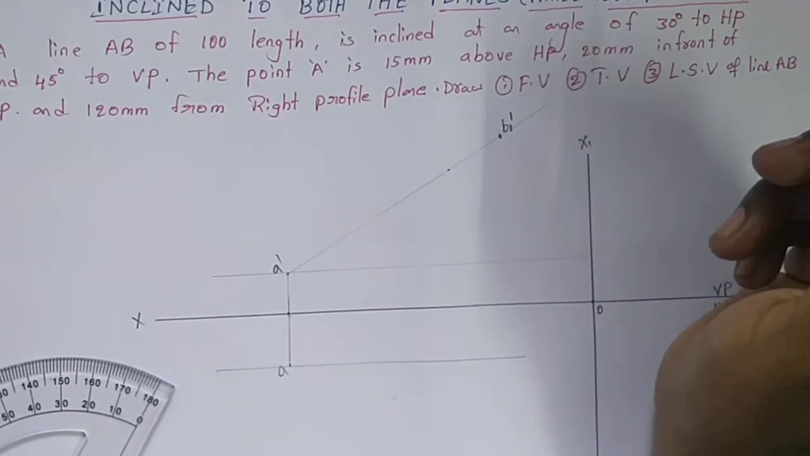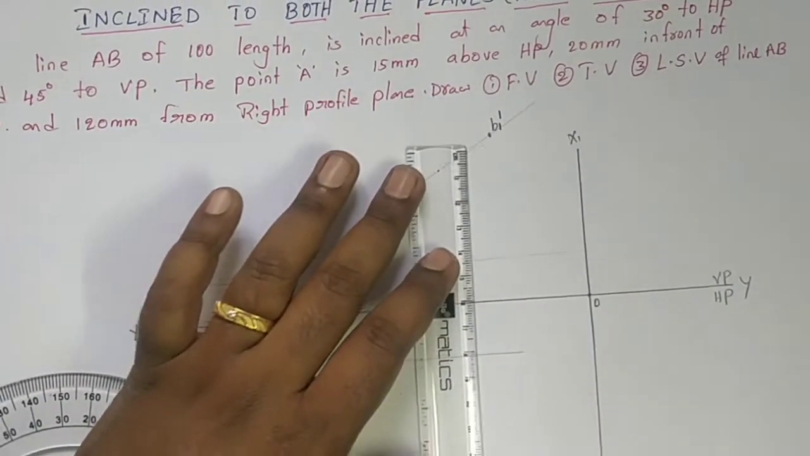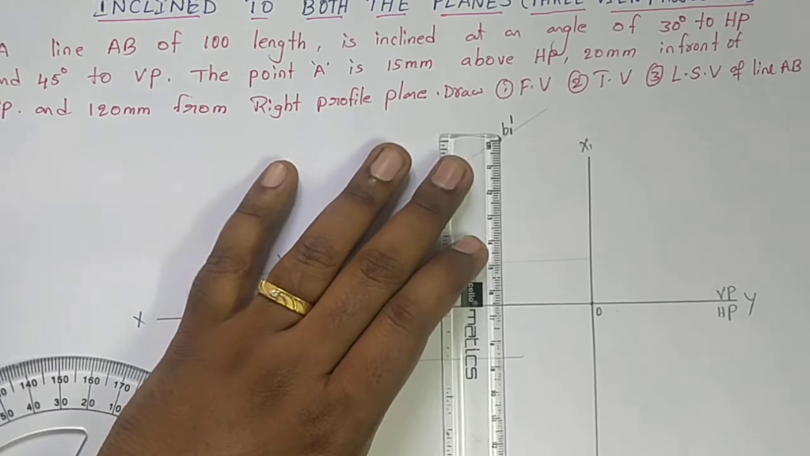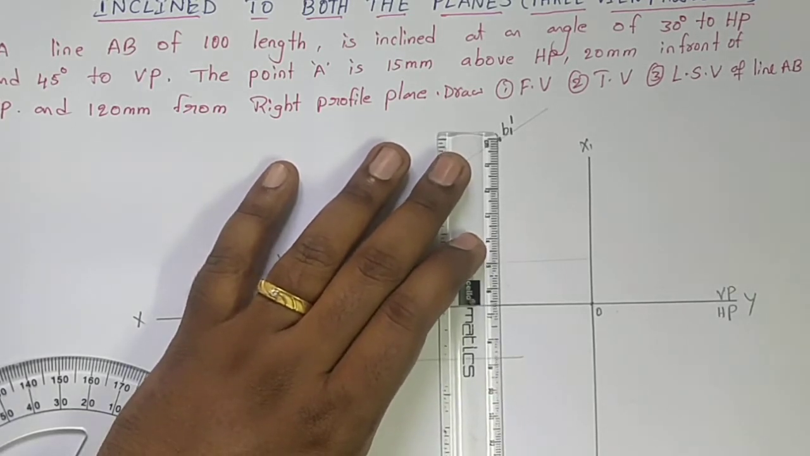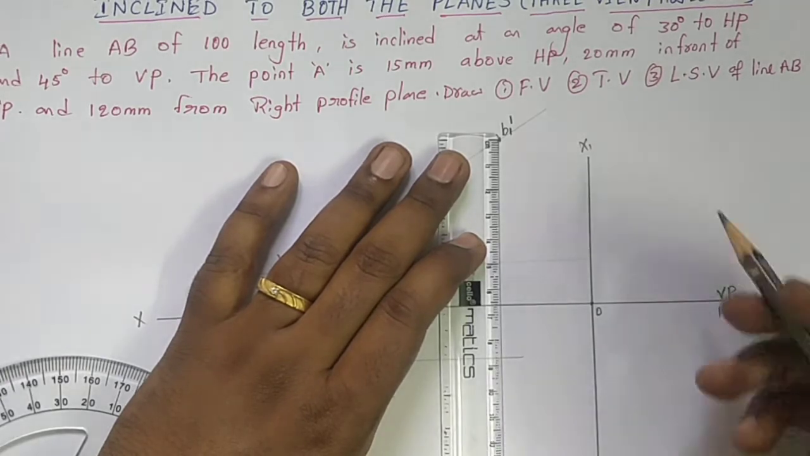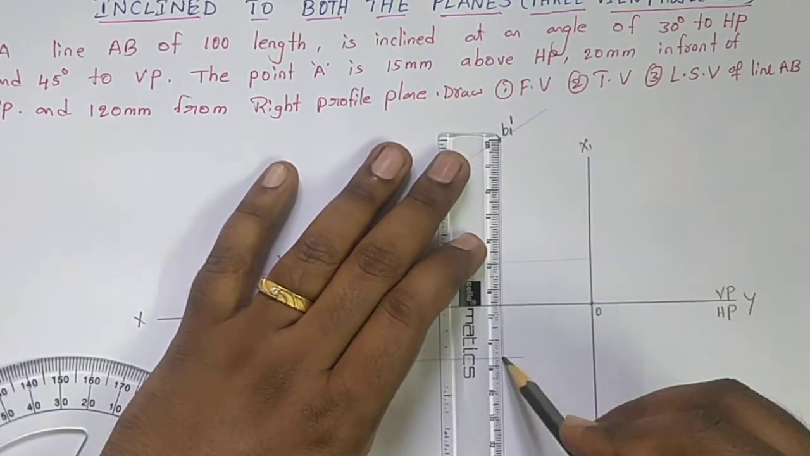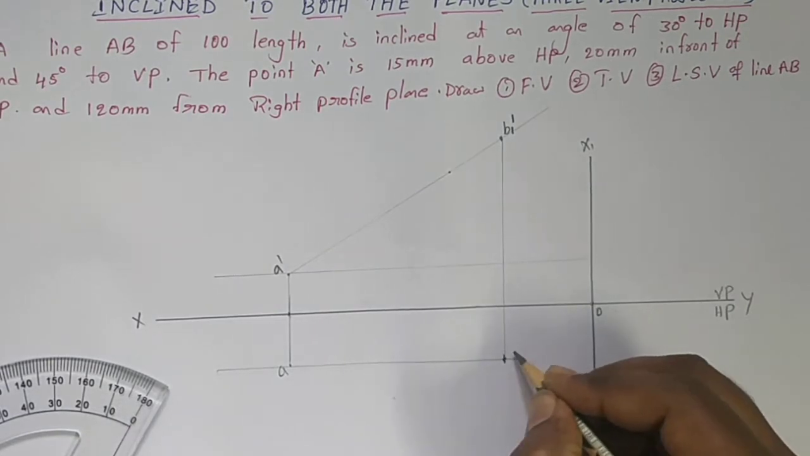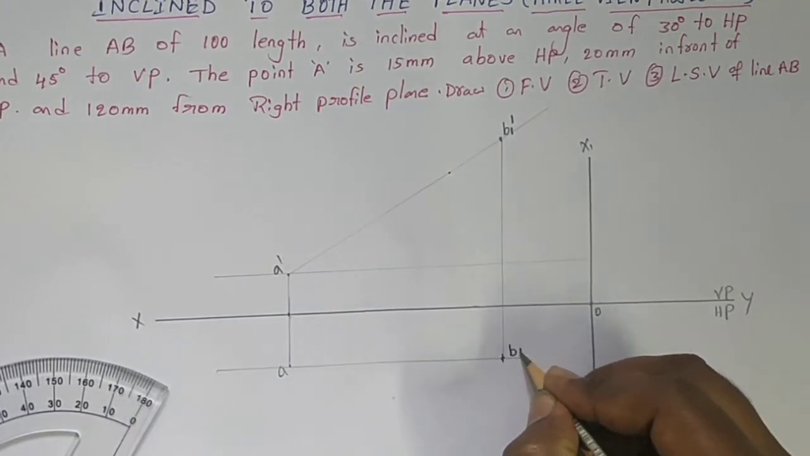Next, from this we need to draw one perpendicular vertical line, that is perpendicular to the XY, up to the locus of A. It meets the locus at the point B1.